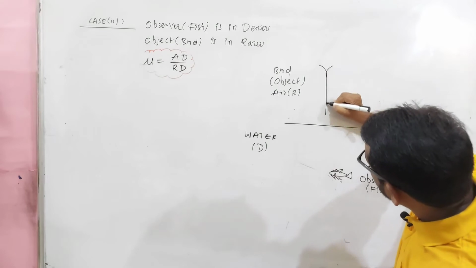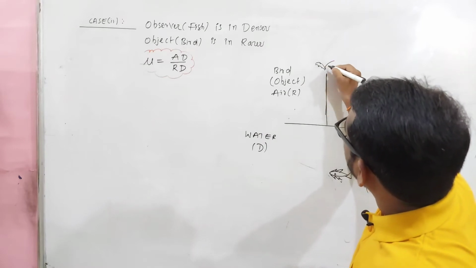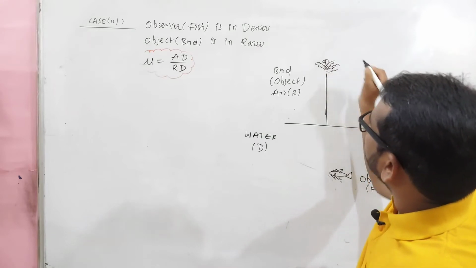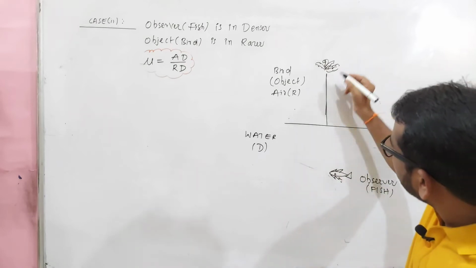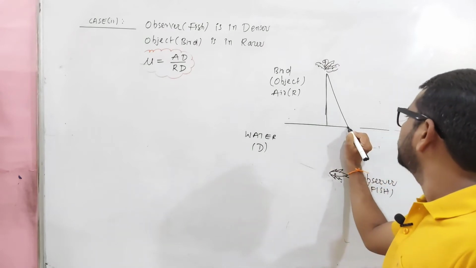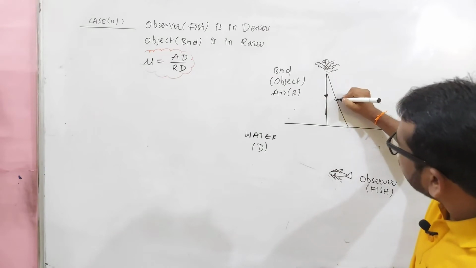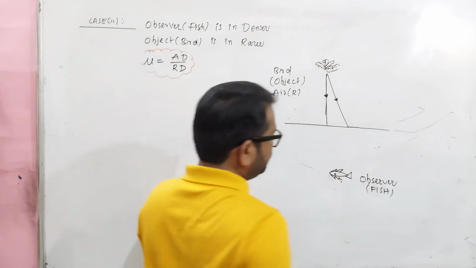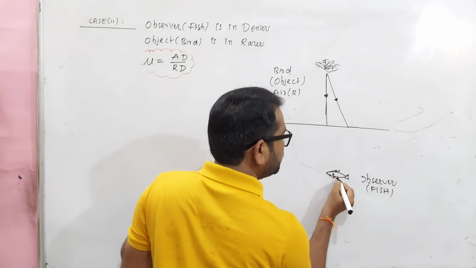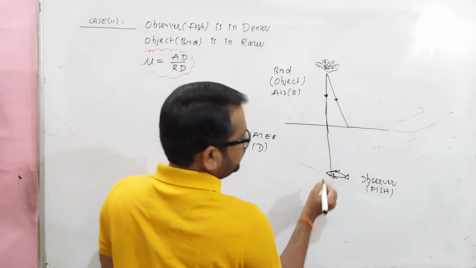Here is the bird. And let us consider one more light ray coming like this. Of course, here is the boundary. So here is the first light ray, here is the second light ray. Now what will happen? As the first light ray is coming and incident vertically, it's a normal incidence. So this first light ray will go undeviated.